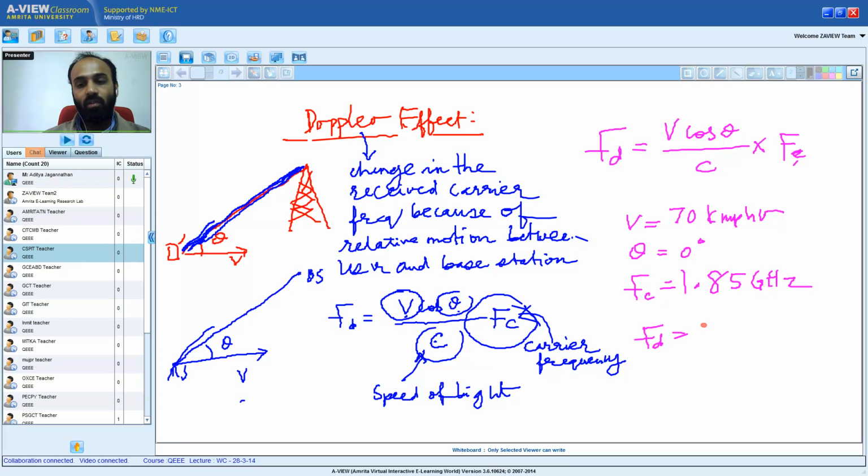Can someone tell me what is the Doppler shift? Can we calculate it? I've given you a formula, and this is actually very straightforward: Fd equals v cosine theta divided by c times Fc. I've said that v is equal to 70 kilometers per hour, theta is equal to 0 degrees, that is, the user is moving directly towards the base station, and Fc, the carrier frequency, is 1.85 gigahertz. Can someone tell me what is Fd, the Doppler shift?